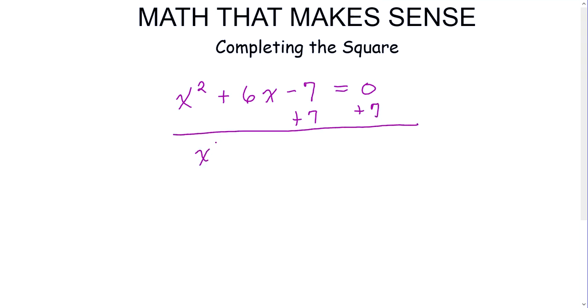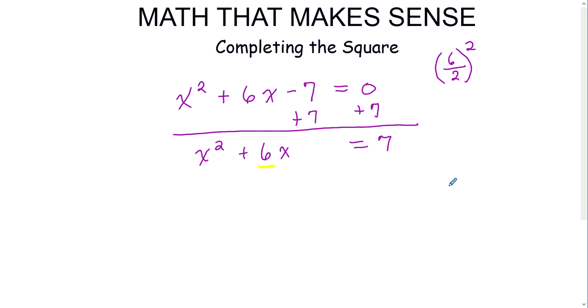So that will leave us with x squared plus 6x is equal to 7. Now we're going to take that 6 right here, and we're going to divide it by 2 and square it. You say, why are we doing that?